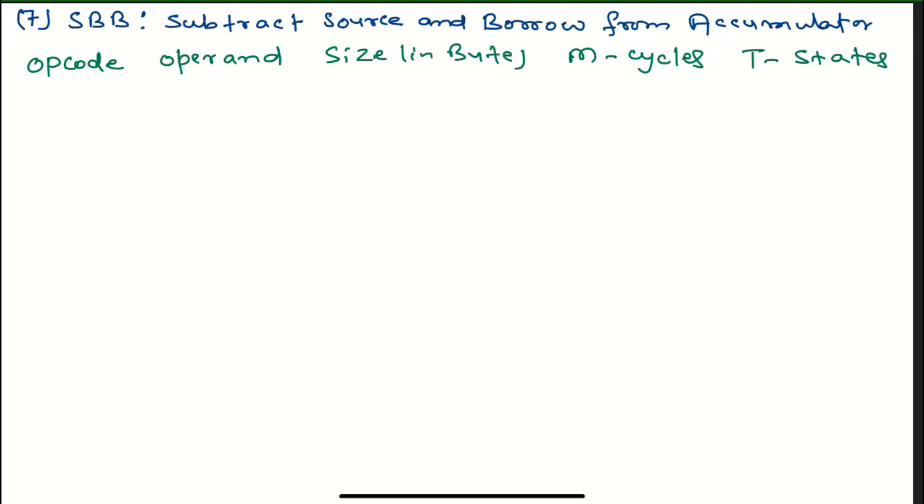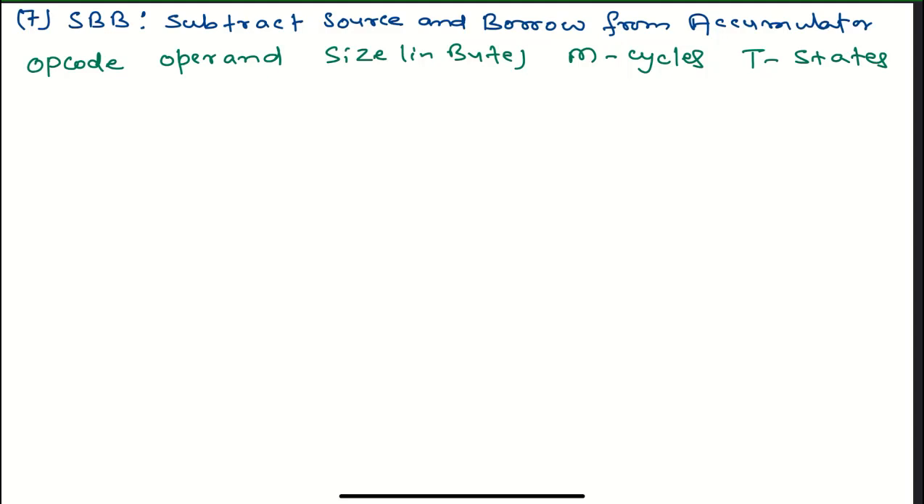So now in this video I'm going to explain the next subtraction instruction, SBB. The meaning of SBB is subtract source and borrow from accumulator. Later we'll see the detailed functionality. As of now, first of all we have to look at the opcode.